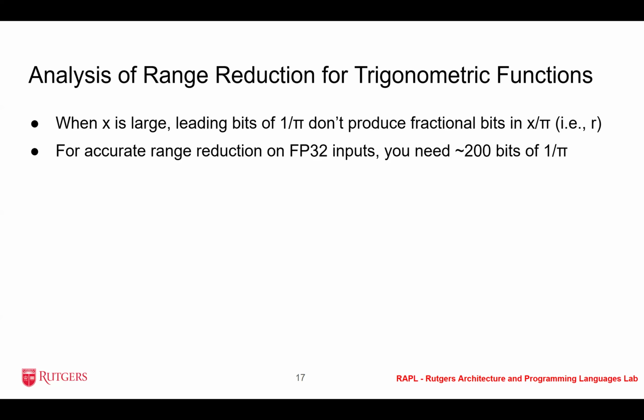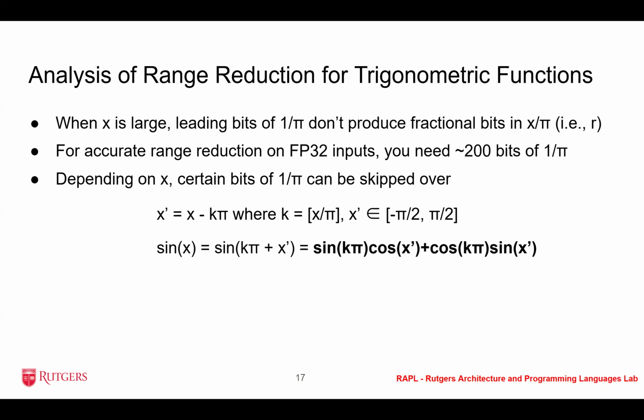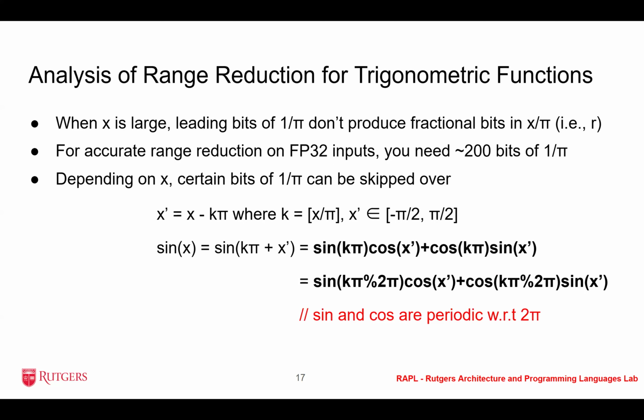Now, the key insight offered by Payne and Hennig is that you don't need all those bits of 1 over pi for each individual input x. I'll provide the intuition as to why by referring back to my range reduction and my output compensation. Using the periodicity of sine and cosine, you can rewrite my output compensation as follows. Now, based on this expression on the bottom right, you can make the following conclusion. For the purposes of reconstructing the final value for sine x, the least significant bit in k, the integer nearest to x over pi, is the only integer bit in x over pi that matters.